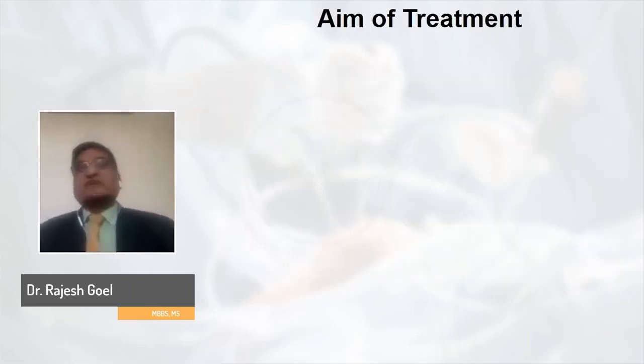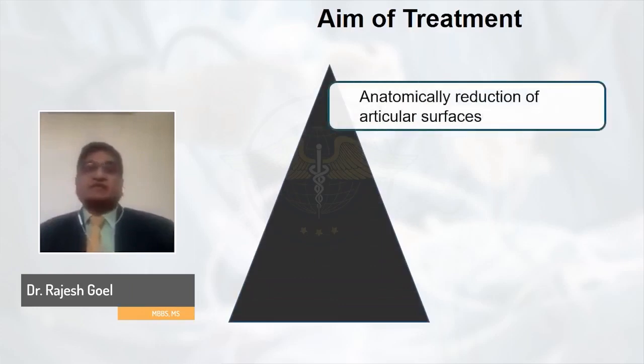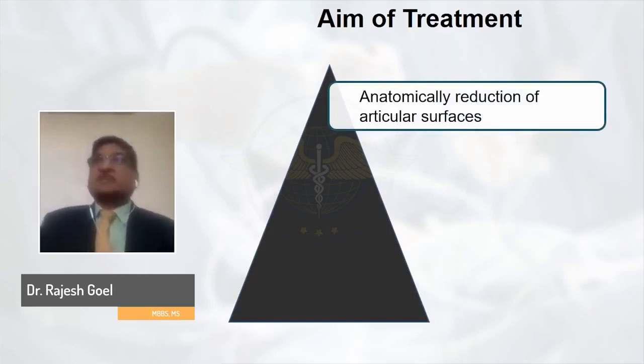So what is the aim of the treatment? We aim at anatomical reduction of the articular surface. Mind it, anatomical reduction of the articular surface is mandatory, because if the joint surface is incongruent, it will surely lead to osteoarthrosis.